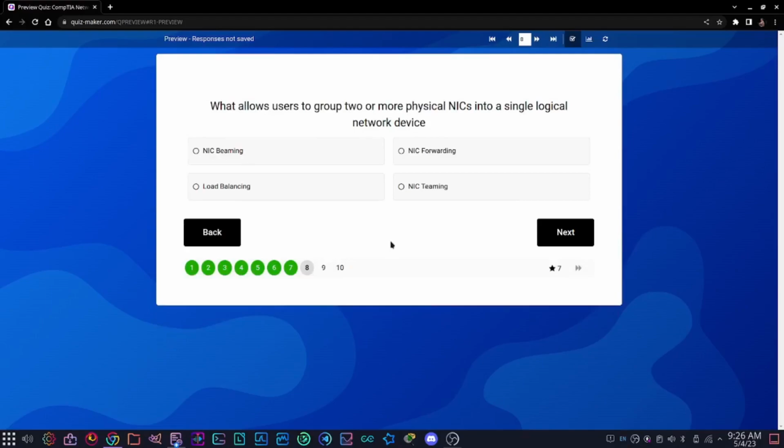And question 8, what allows users to group 2 or more physical NICs into a single logical network device? So we have NIC beaming, NIC forwarding, load balancing, or NIC teaming. So for this, to group 2 or more physical NICs into a single logical network device is going to be NIC teaming.